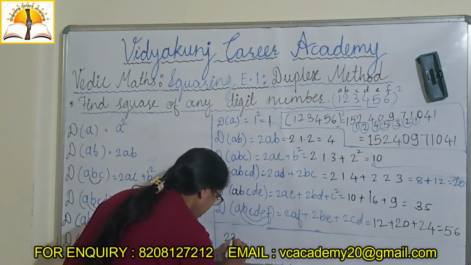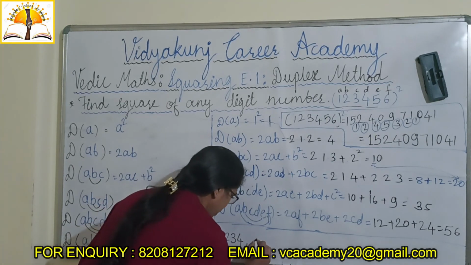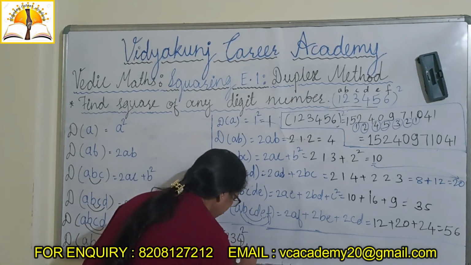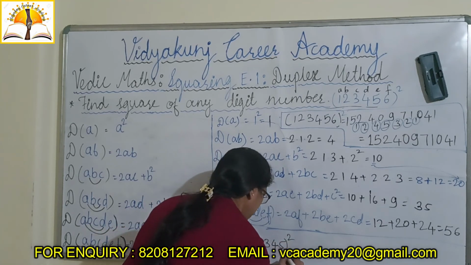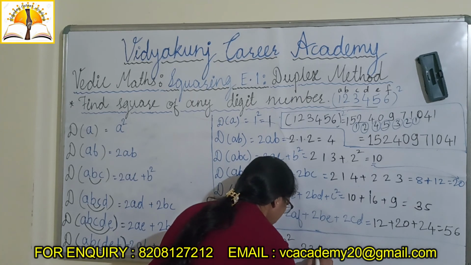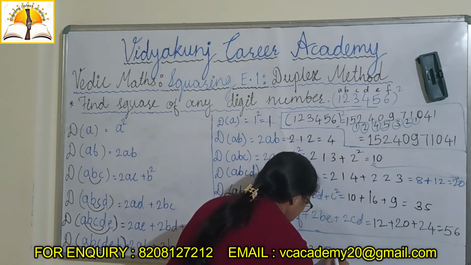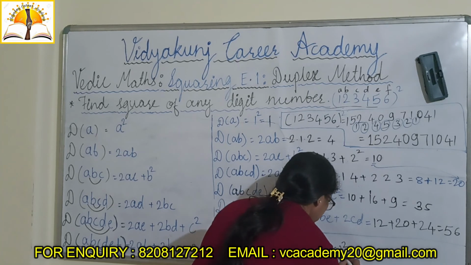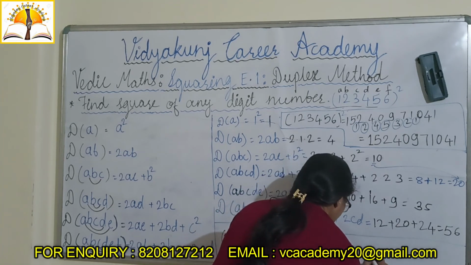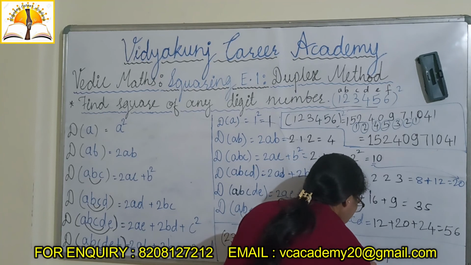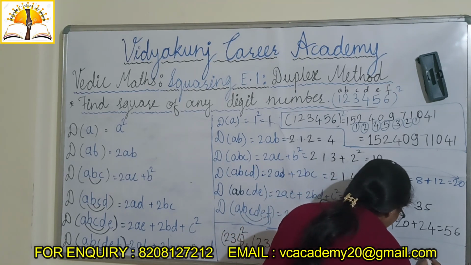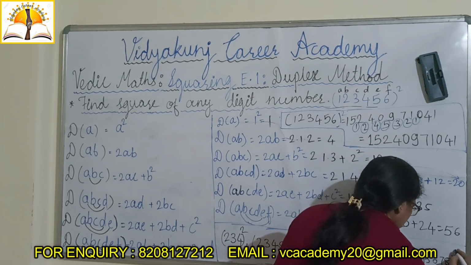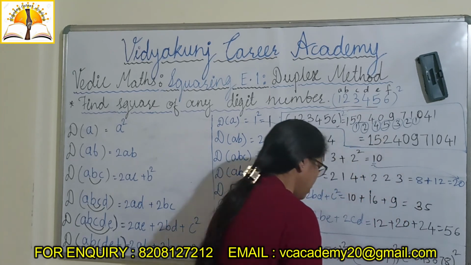Okay. See. This one number you have to make the square of. 4-digit number. 5-digit number. Six-digit number. I have given one more number. This is a 7-digit number. Yes, 7-digit number.